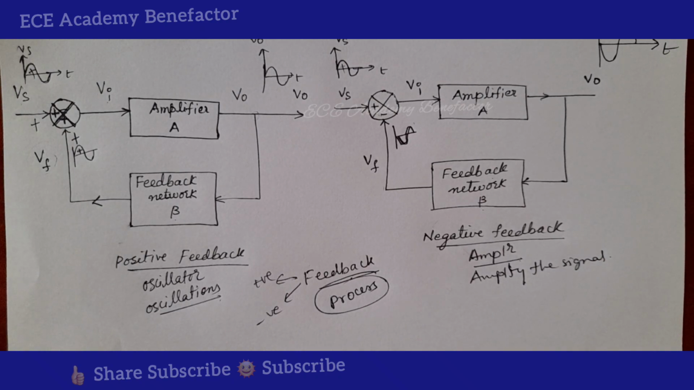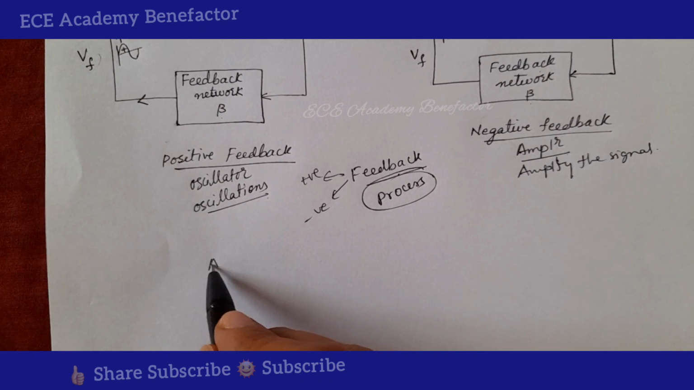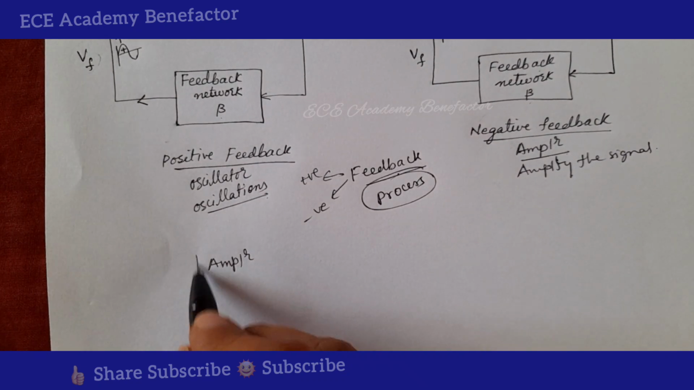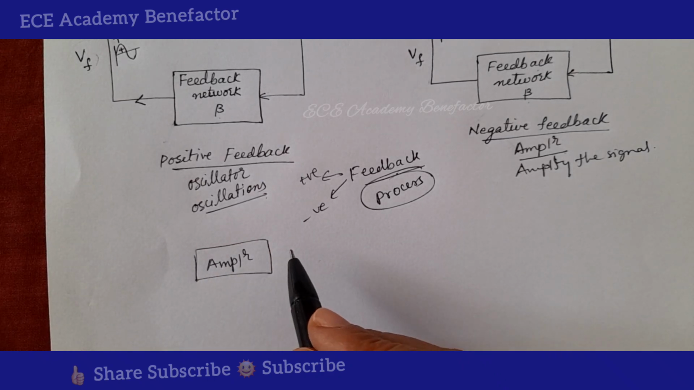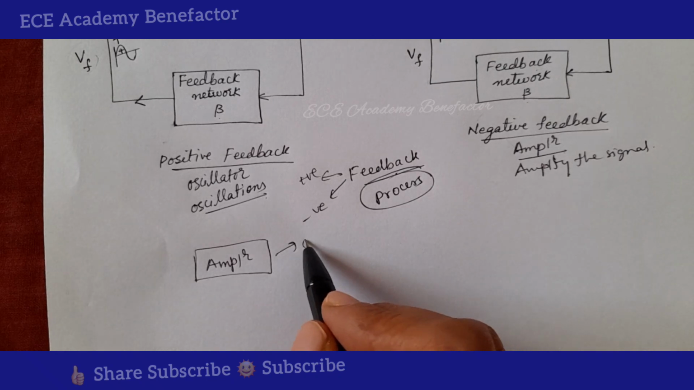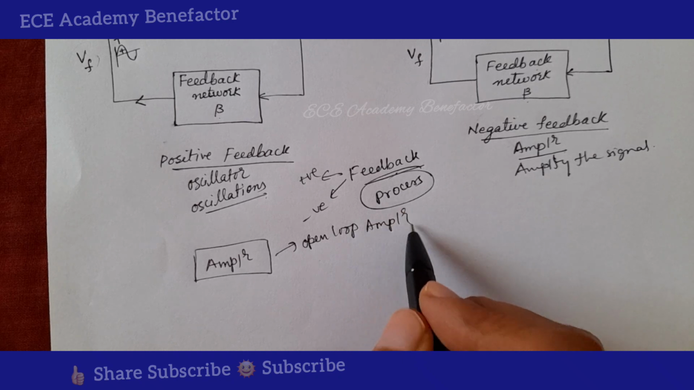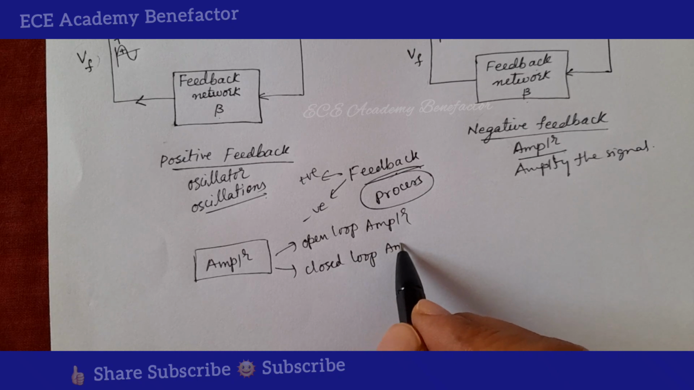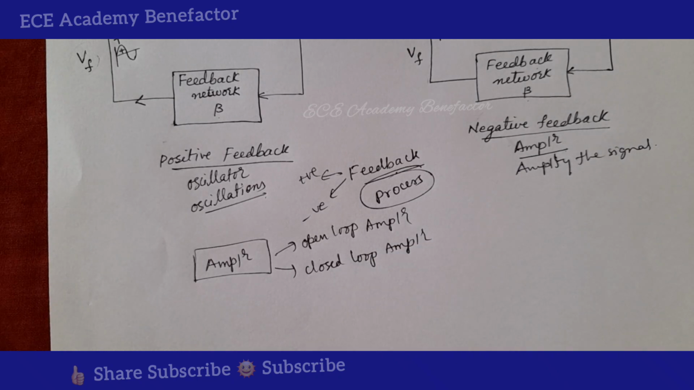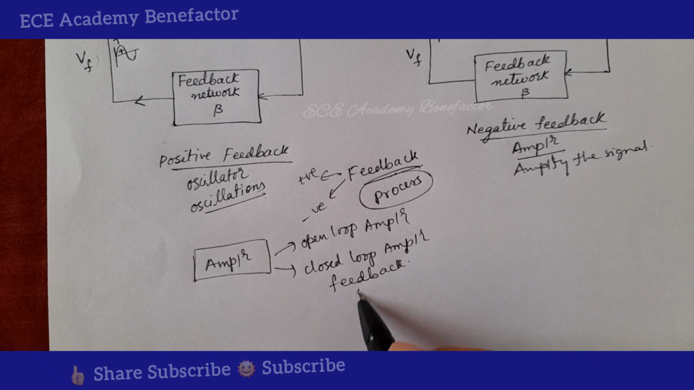By this we have understood there are two types of amplifiers. What is an amplifier? An amplifier is an electronic device which increases a weak signal to a strong signal. They are of two types, open loop amplifiers and closed loop amplifiers. When there is a feedback process, it is known as a closed loop amplifier, also known as a feedback amplifier.